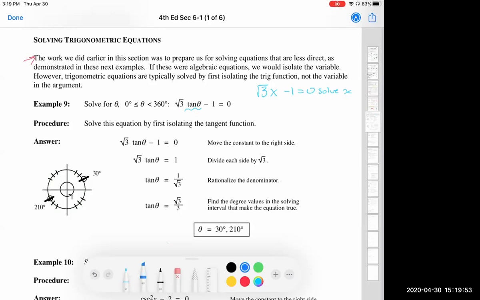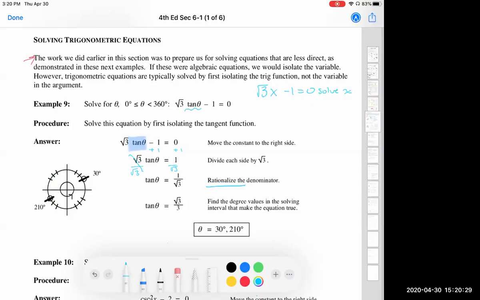So we want to start off by isolating tangent theta. We want to move the constant to the right side. So we add 1 to both sides, and we're left with radical 3 tangent theta equals 1. We divide by square root of 3 on both sides, and we get tangent theta equals 1 over square root of 3. And we want to rationalize, because that's how we find it in our unit circle, right?